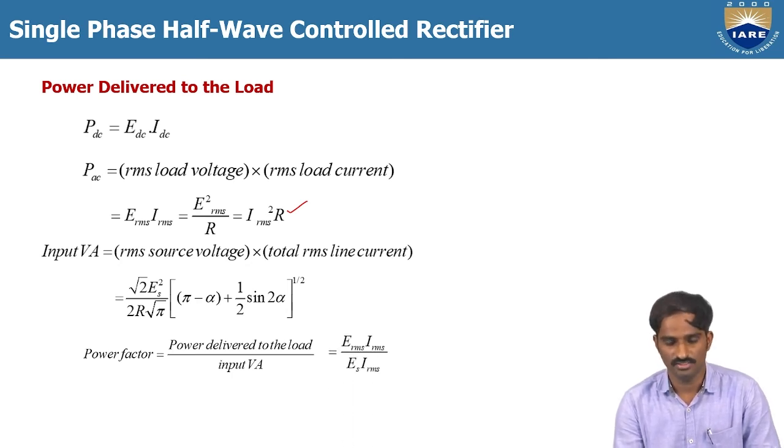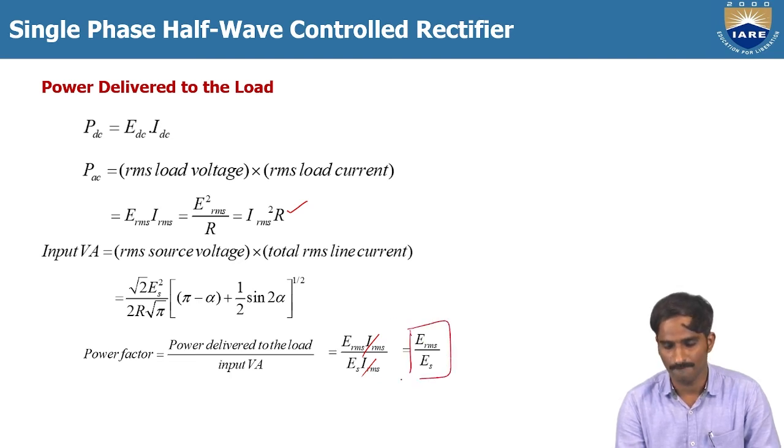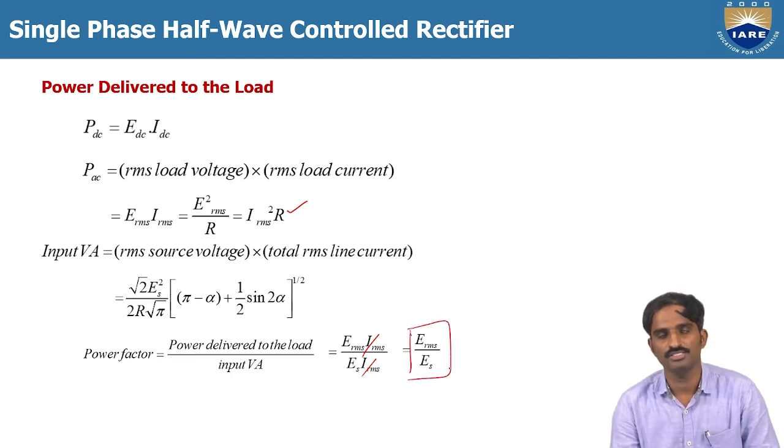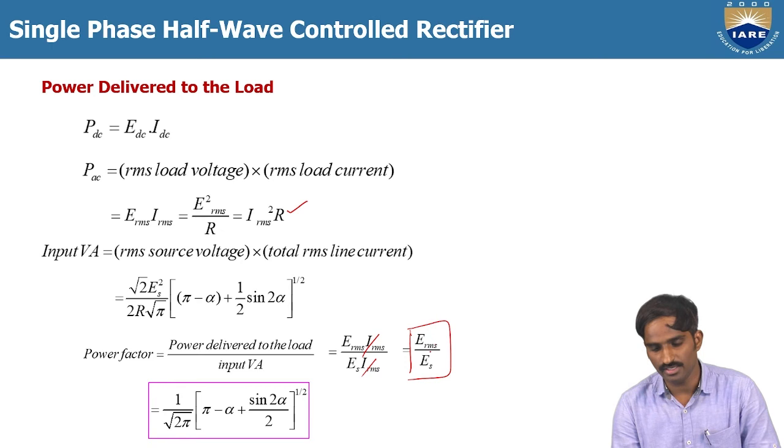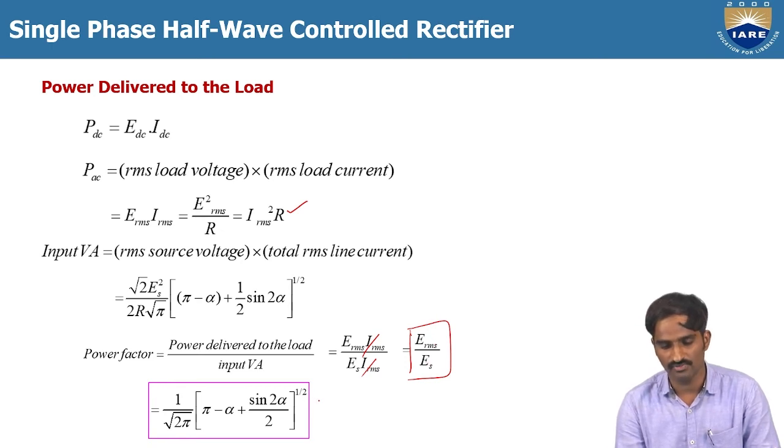Then the power factor, if you substitute the power delivered to the load and input VA, then you will get the power factor which is equal to Erms by Es, because here Irms will get cancelled. This is the power factor in case of the single phase half wave controlled rectifier with R load. If you substitute the Erms and Es values, then you will get the final equation for the power factor, which is this one.